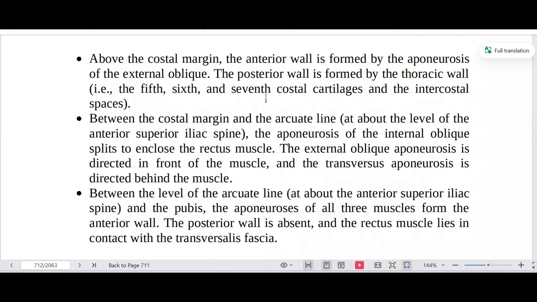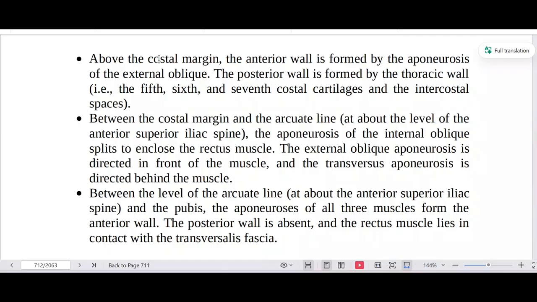Okay. Now let's start above the costal margin. Above the costal margin, the anterior wall of the rectus sheath, which covers the rectus abdominis muscle, is formed by the external oblique, and the posterior wall is the thoracic wall, formed by the 5th, 6th and 7th costal cartilages and their intercostal spaces. Now you will ask me where the internal oblique and transversus abdominis aponeurosis are. Above the costal margin we do not have any origin or presence of these two muscles. Only the external oblique is present.